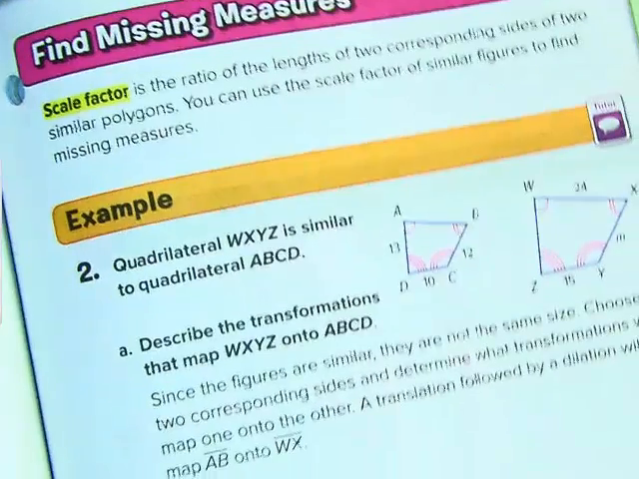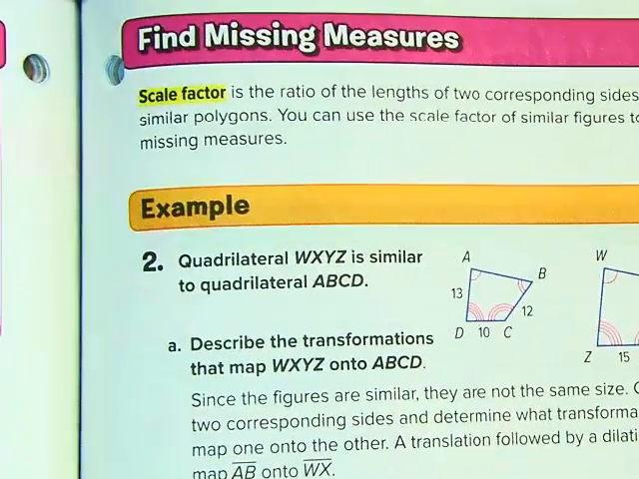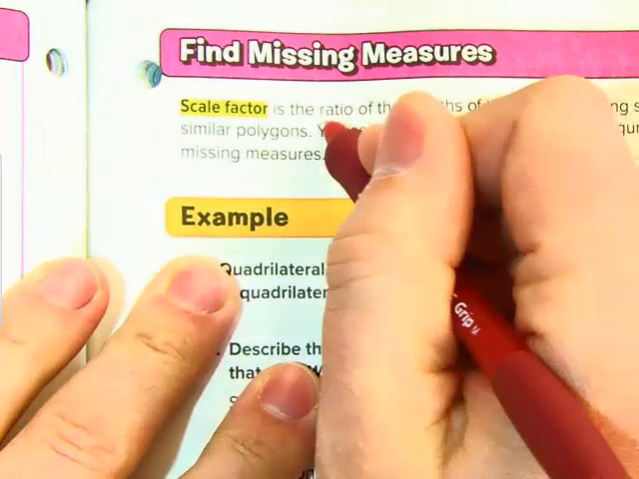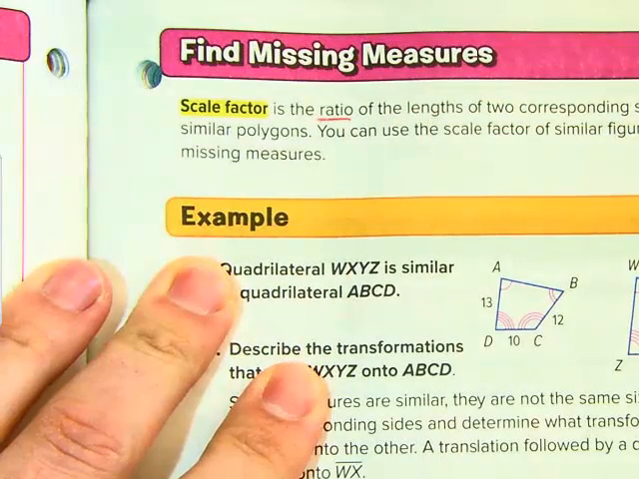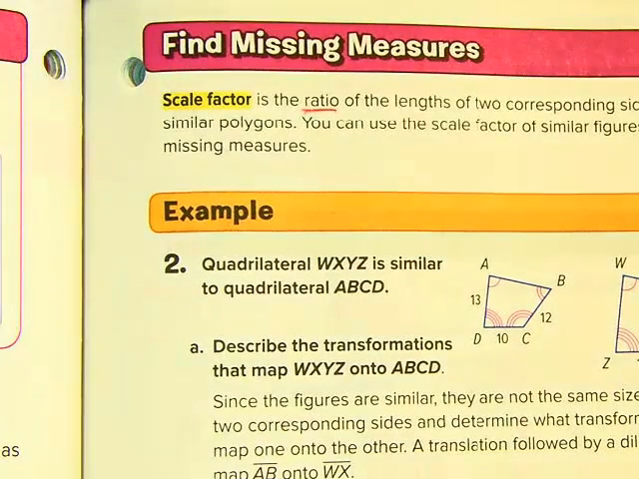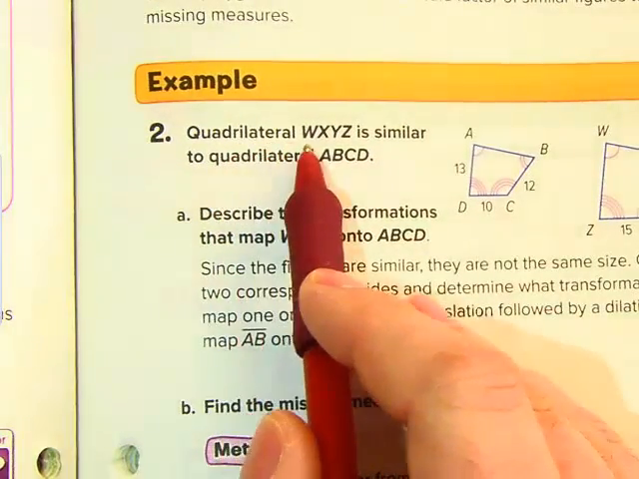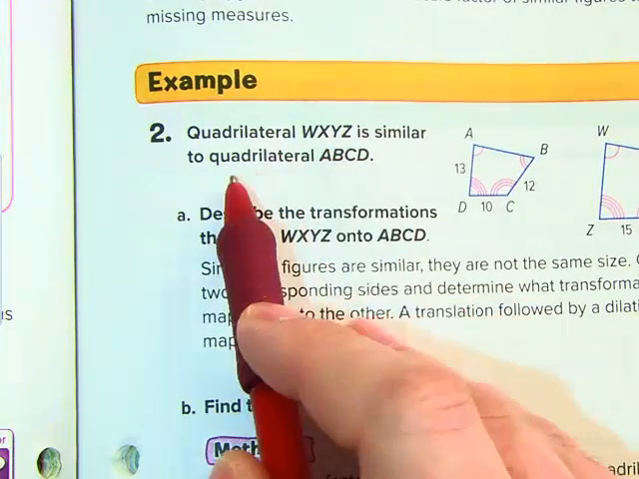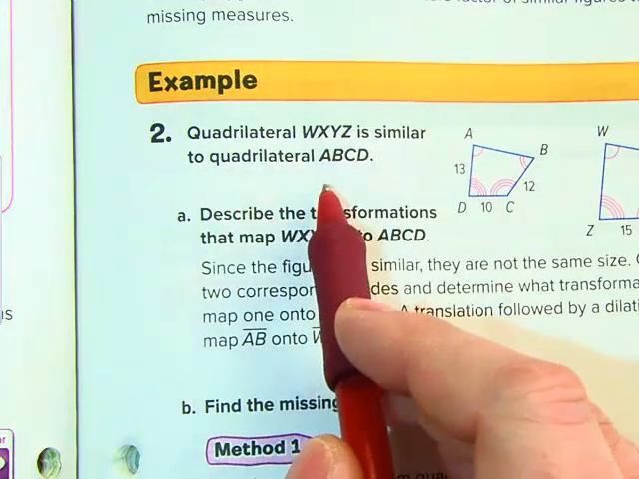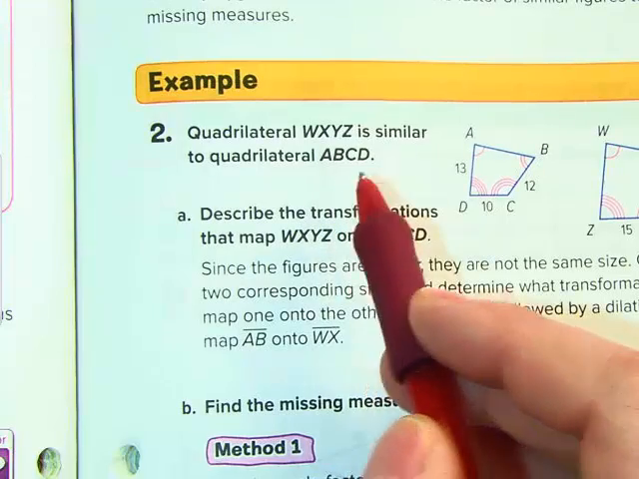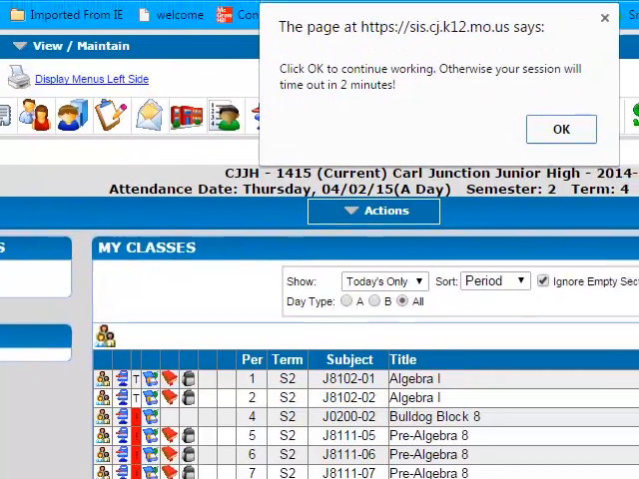So here we have scale factor. Scale factor is kind of like the K. Scale factor is what the ratio is. It's basically like a fraction or proportion. So here on example 2, it says quadrilateral WXYZ is similar to quadrilateral ABCD. You're not having to determine. There's no determine here. It's telling you, hey, these are similar. So you don't need to worry about checking for that.